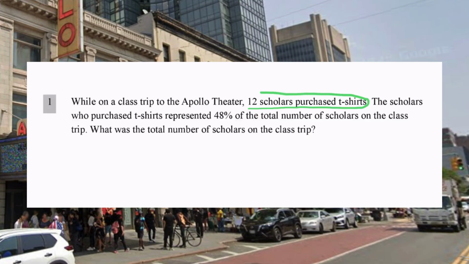We start our annotations by circling the quantity. 12 scholars purchased t-shirts. Next, we circle 48% of the total number of scholars. We underline the question, what was the total number of scholars on the class trip?